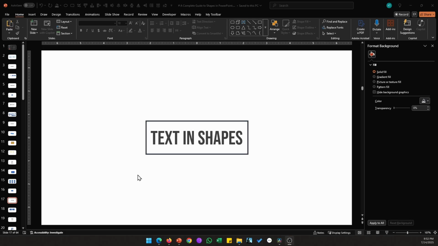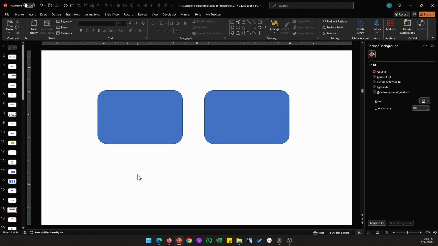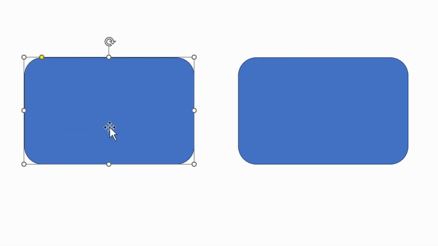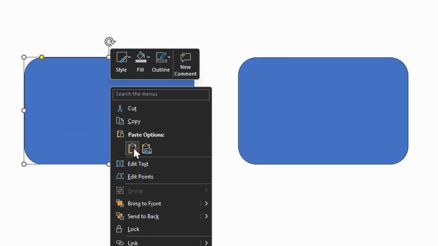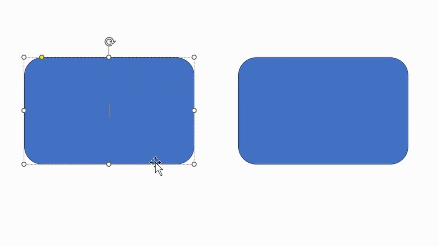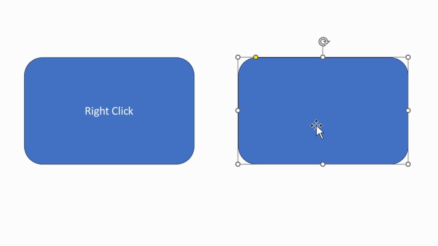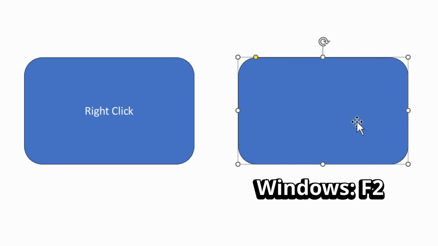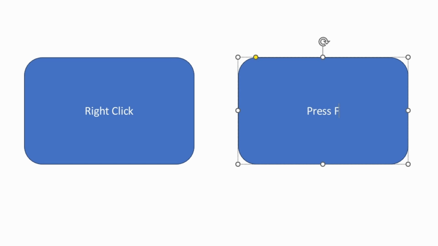Next up, let's look at how to work with text in shapes. There are 2 ways you can add text within shapes. First is you click on your shape, then right click, click on edit text, and then just type in your text here. The second option is you click on your shape and then press F2 and type in your text.